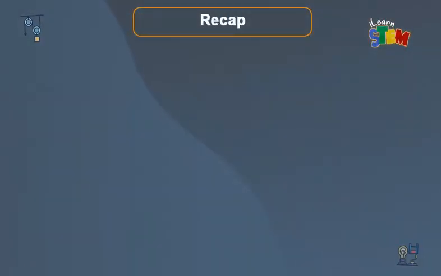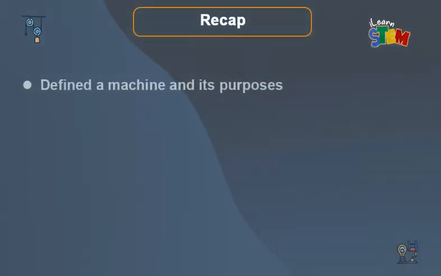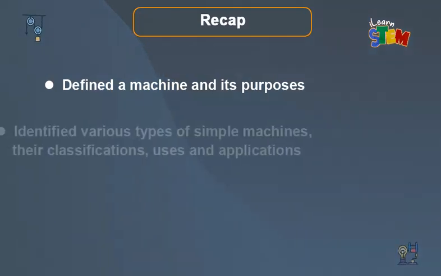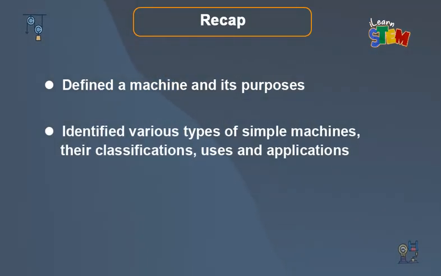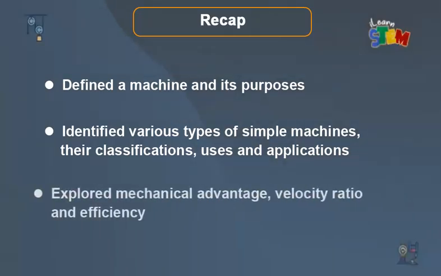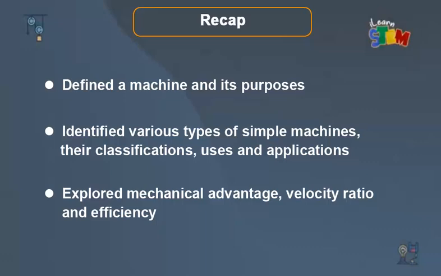In our previous lesson, we defined a machine and found out its purposes. We identified various types of simple machines, their classifications, uses and applications. We also explored mechanical advantage, velocity ratio, and efficiency, and it was very exciting.